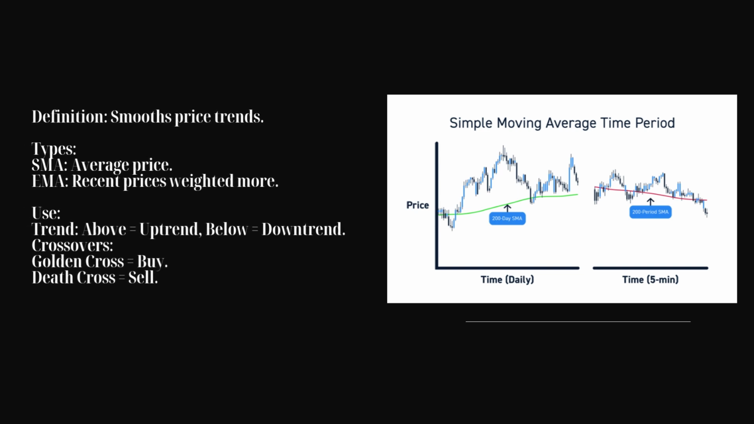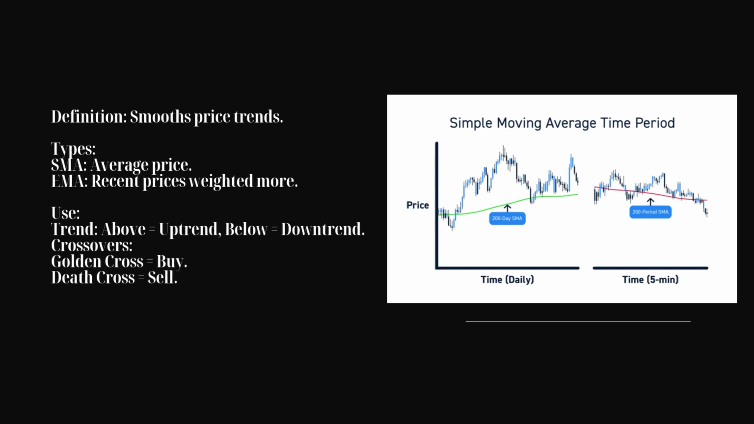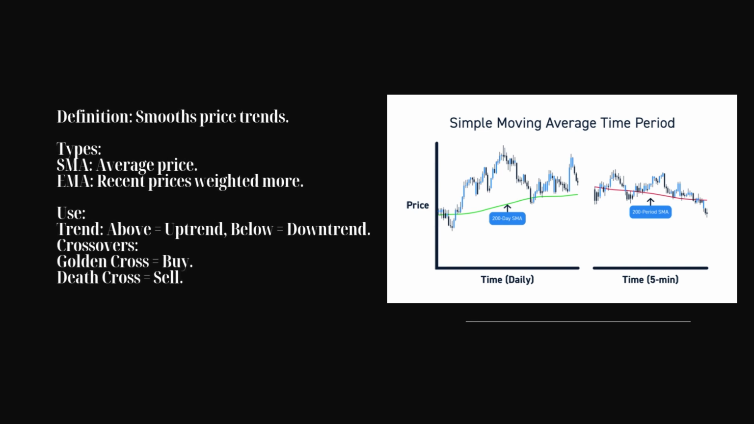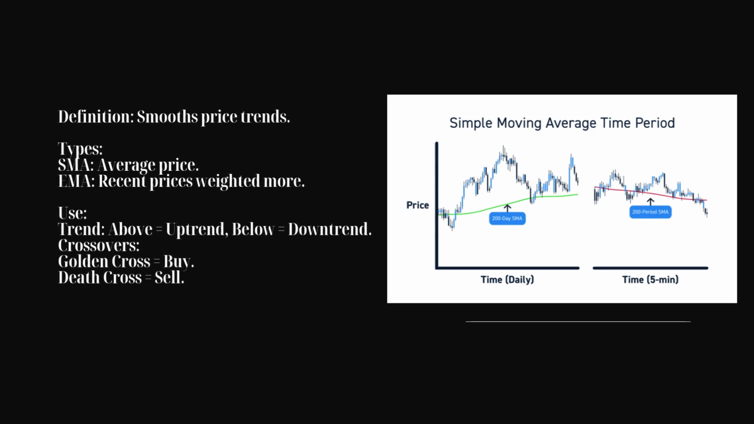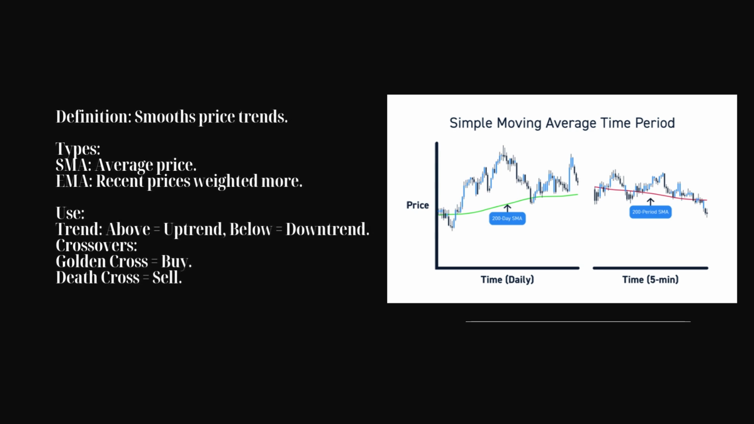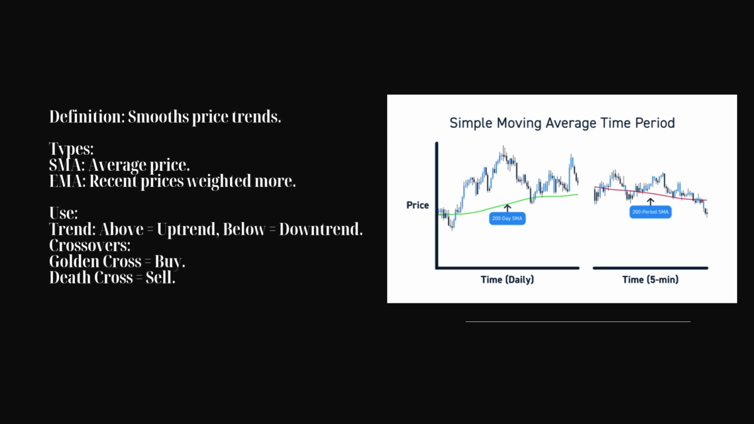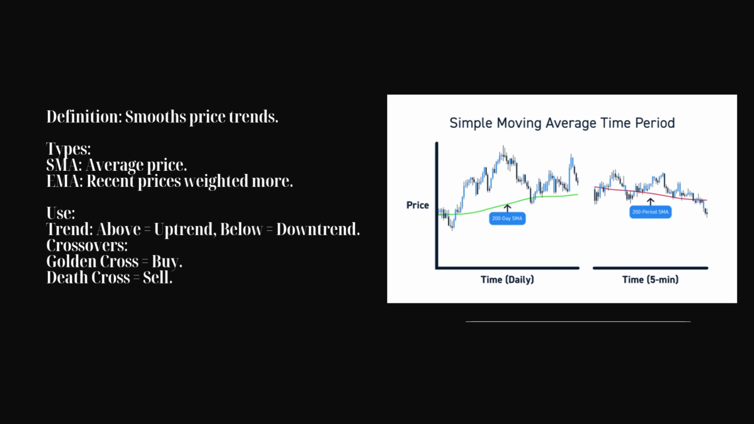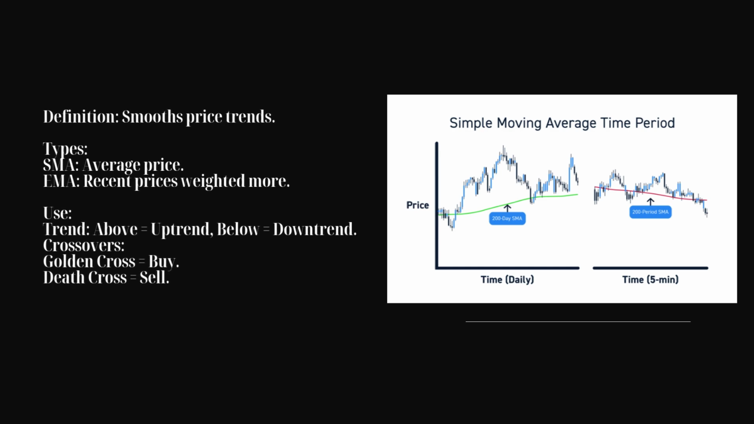How to use moving averages. Trend identification. If the price is above the moving average, the market is in an uptrend; below it, a downtrend. Crossovers. When a short-term moving average crosses above a long-term moving average, it signals a potential buy. When it crosses below, it signals a potential sell. Practical example. Imagine a stock price consistently trading above its 50-day exponential moving average. This indicates a strong uptrend, suggesting potential buying opportunities on pullbacks.